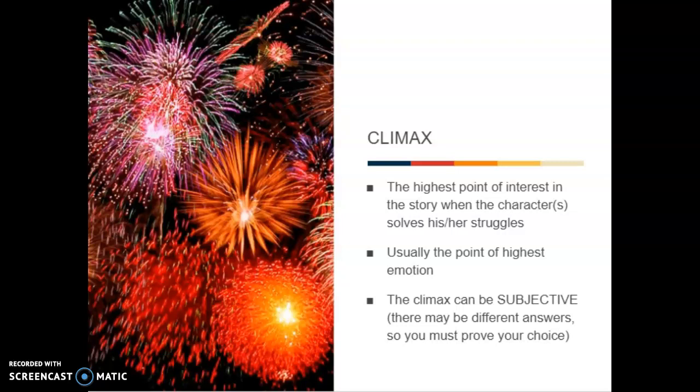Next in plot, we have climax. This is the highest point of interest in the story, where the character solves his or her problems. Usually it's the highest point of emotion. The incident that is the climax in the story can be subjective, meaning there might be different answers. People will have different opinions about this. So whenever you're talking about climax, it's important to prove your answer choice with textual evidence.